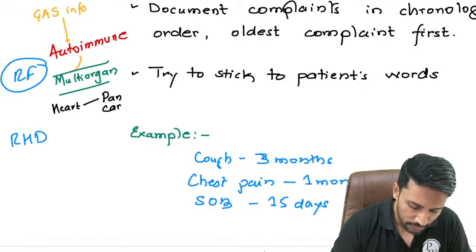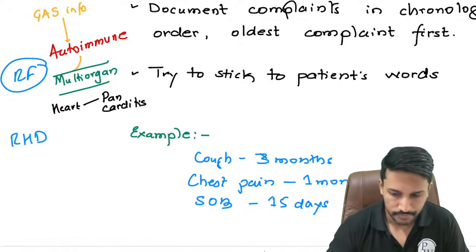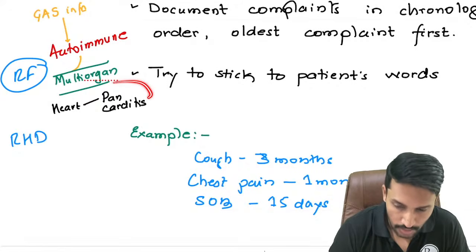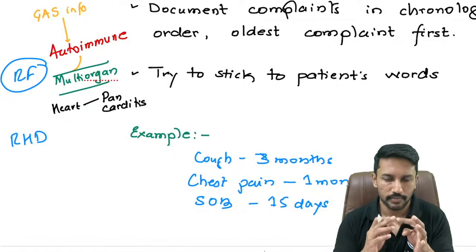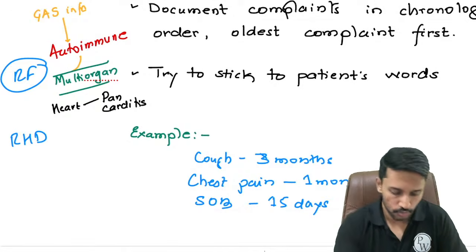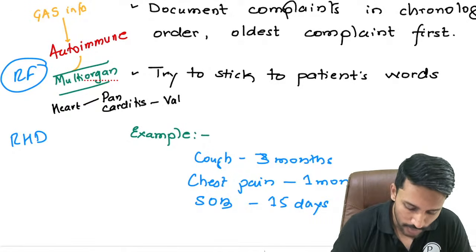It causes pancarditis. What does that mean? It affects all the structures of our heart. All the structures of our heart. In the sense, pericardium, endocardium, myocardium, and valves. So one of the structures affected is valves. So what happens to valves? It causes valvulitis. Valves get inflamed.